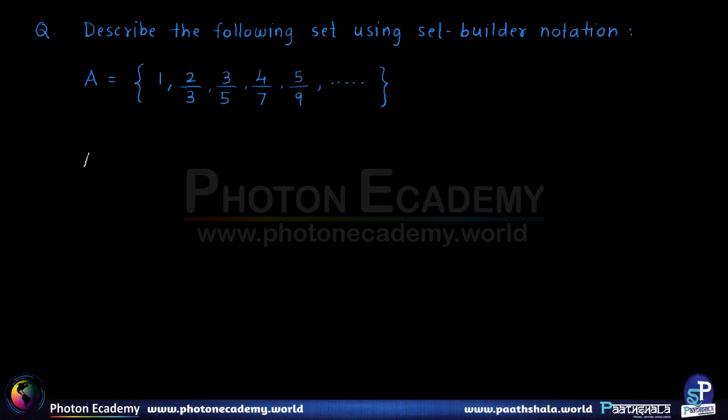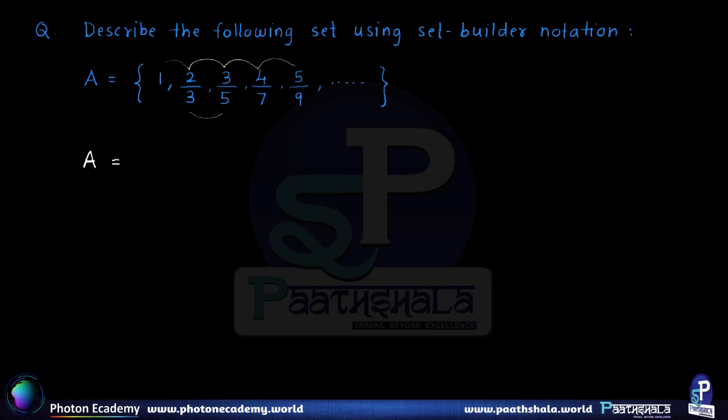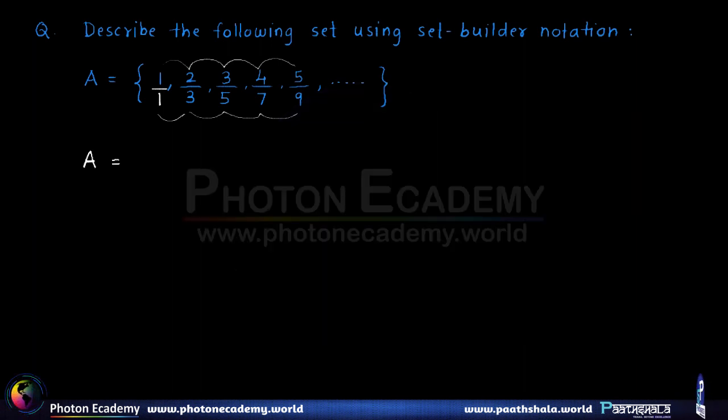For that, let's first observe the elements given. If you see, all the numerators are natural numbers, whereas the denominators are also natural numbers, but they are odd natural numbers. They are the odd numbers. And the first number will also have the denominator as 1, so it completes the link of denominator also, that is, it's the set of all odd numbers in the denominator. So how can we write an entire number with a single notation?